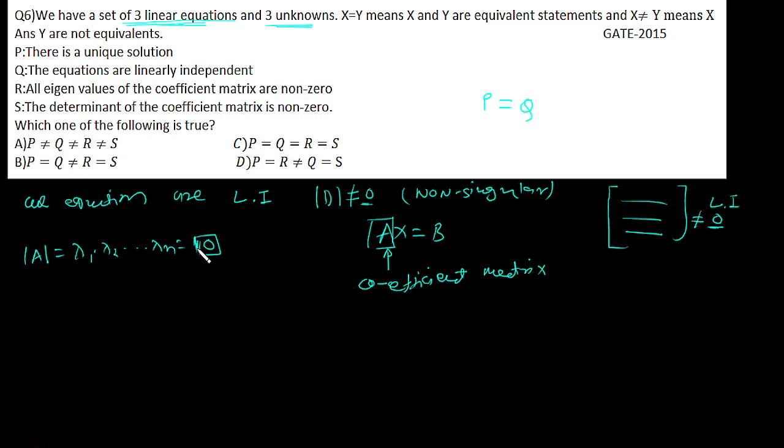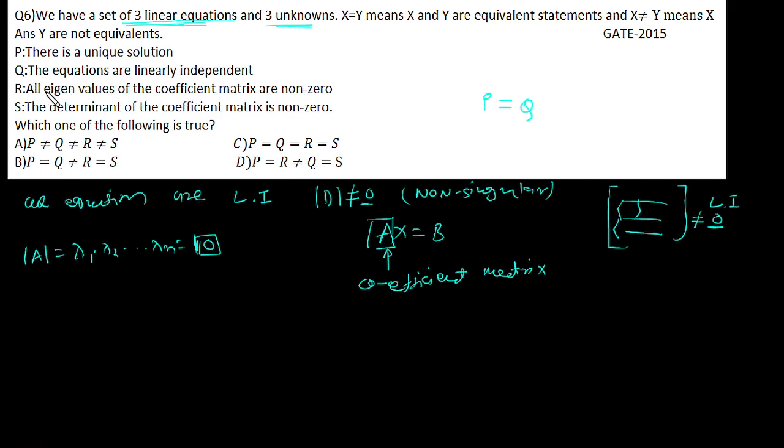So we can say that the determinant is 0. That means at least one of these rows is linearly dependent. So the option B, option R: all the eigenvalues of the coefficient matrix are non-zero.